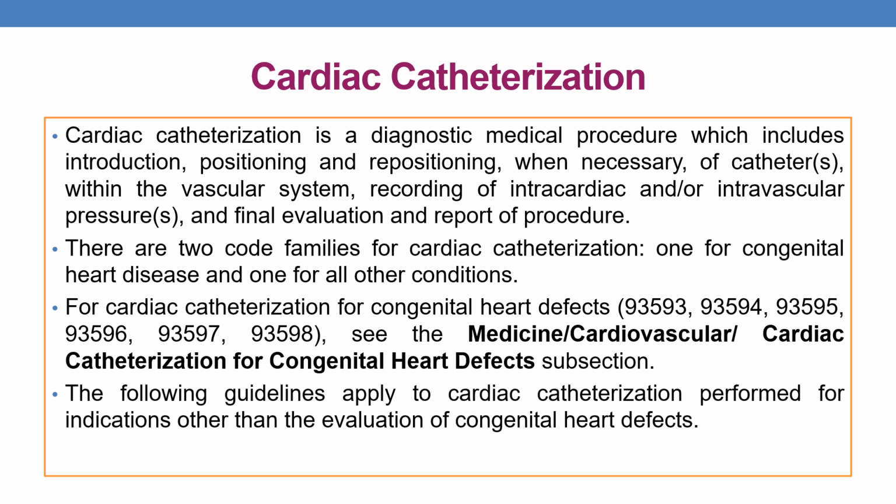And there are two code families for cardiac catheterizations, one for congenital heart diseases and one for all other conditions. For cardiac catheterizations for congenital heart defects, the code range is 93593, 594, 595, 596, 597 and 598. And they are dealt with in the cardiac catheterizations for congenital heart defects subsection. In the current session, we will discuss the guidelines that apply to cardiac catheterizations performed for indications other than the evaluation of congenital heart defects.